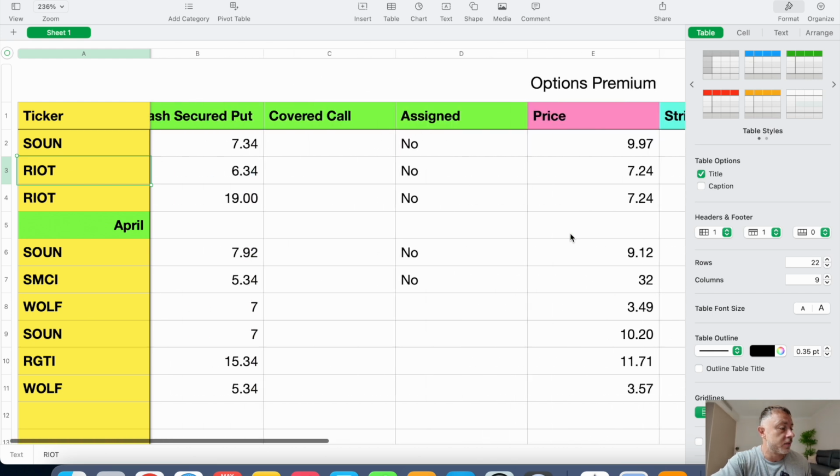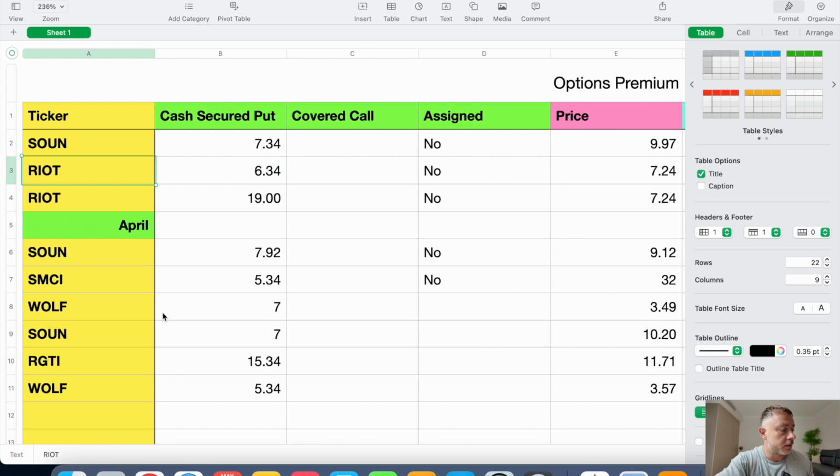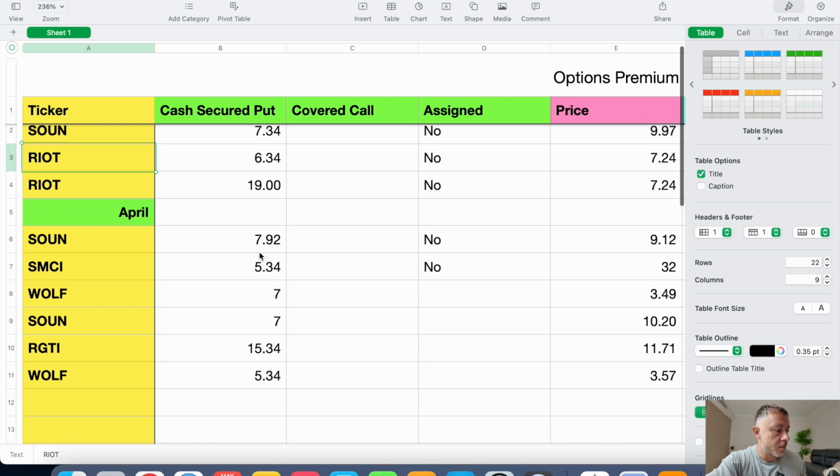Now, if you look down here, these are my plays for May so far. But see, I sold one for Soundhound, made $7.90 on that one. I sold one for SMCI, made $5.34. I sold a put for Wolf, $7. Soundhound, $7.